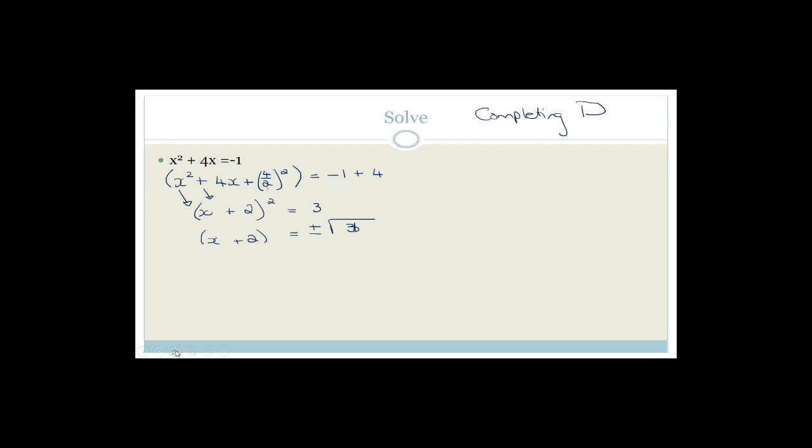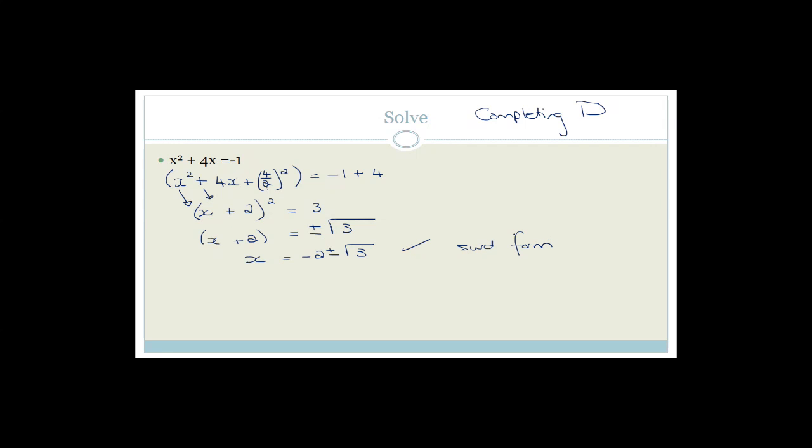Let's just make it nicer. Plus or minus the square root of 3. So therefore this becomes x is equal to minus 2 plus or minus the square root of 3. And if they ask you to leave your answer in surd form, then that's it. Ching! And this is surd form.